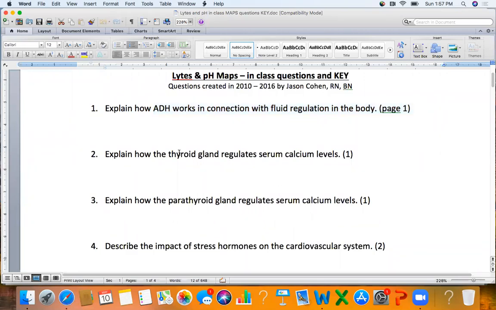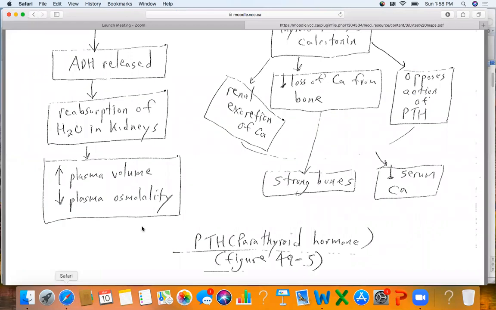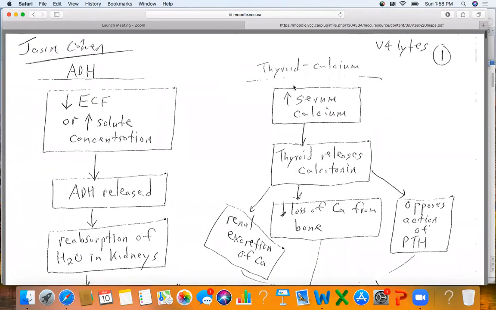Question number 2 asks us to talk about the thyroid gland hormone, specifically calcitonin. Again, we're looking at map number 1. So you start with the condition of increased calcium in the blood. What happens next? The thyroid releases calcitonin, a hormone which causes 3 things to happen, all of which will help to decrease serum calcium levels. What are those 3 things?